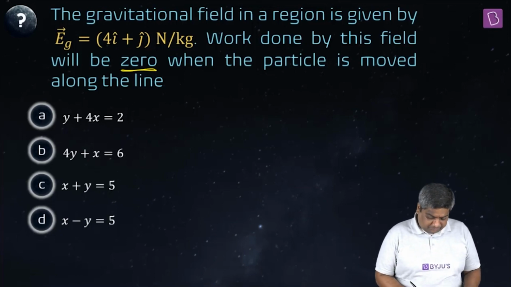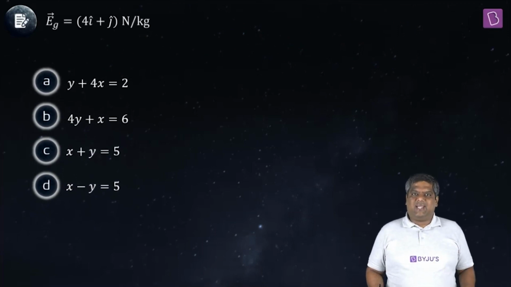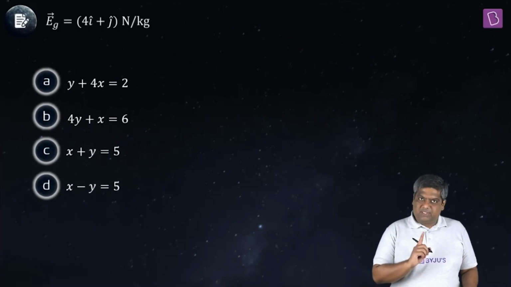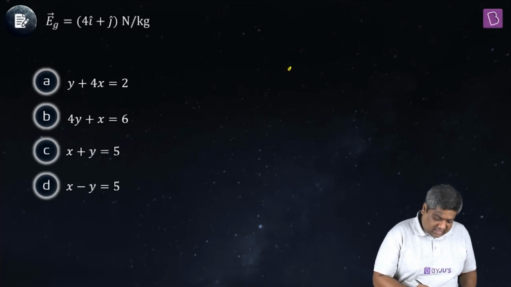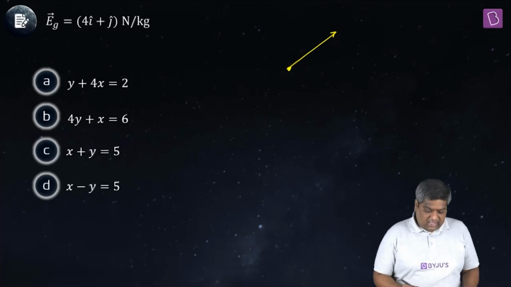So let us start. So here are the options once again. There's a reason why I have retained the options in the slides. You will come to know in a moment. So the first thing is we have a gravitational field vector. Both the components are positive, 4i cap plus 1j cap. So it's in the first quadrant. That's why I have written the vector in that particular sense.